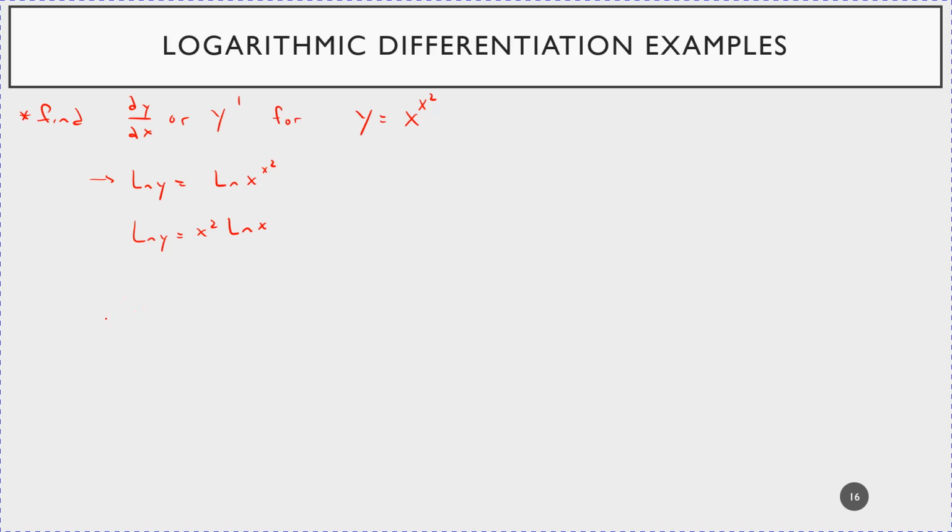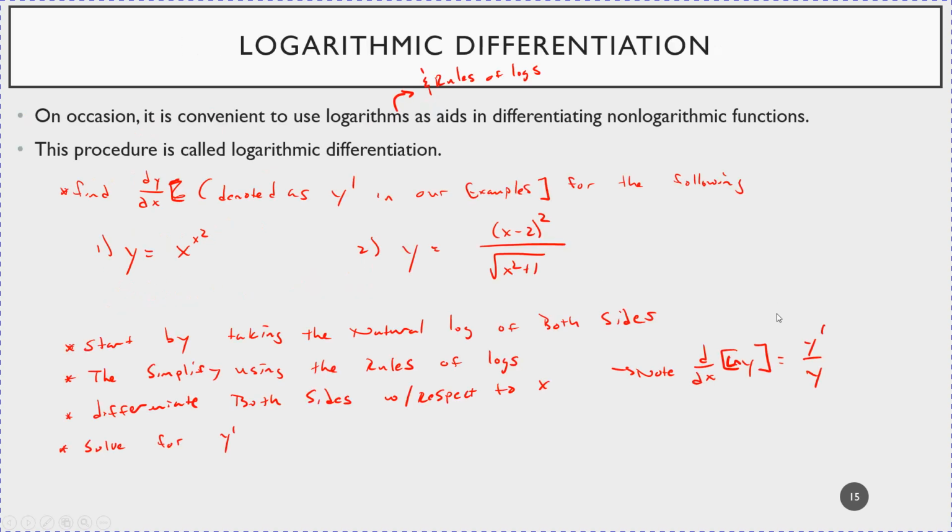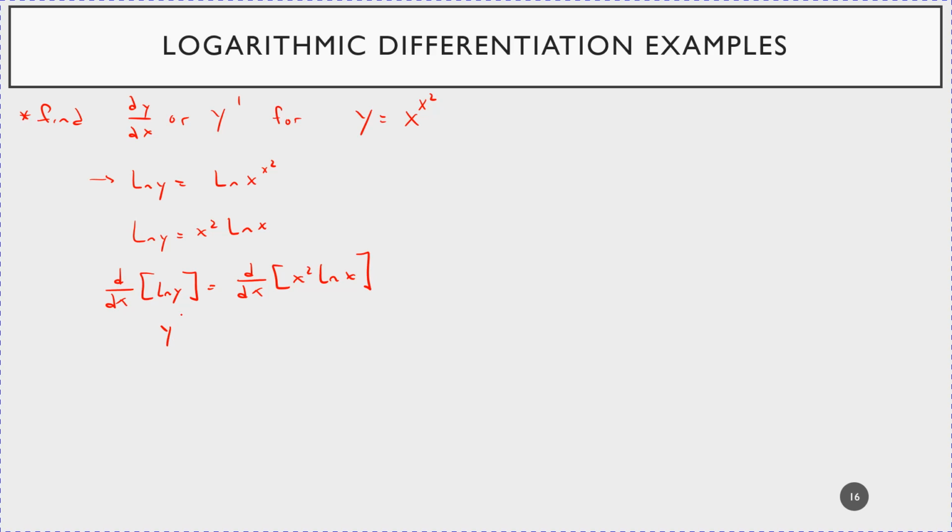Now this is great. So now let's differentiate both sides with respect to x. Recall, when you differentiate the natural log of y with respect to x, you get y prime divided by y. So this becomes y prime divided by y is equal to, and I just need to use the product rule here, 2x times the natural log of x plus x squared times the derivative of the natural log of x, which we obviously know is 1 over x.